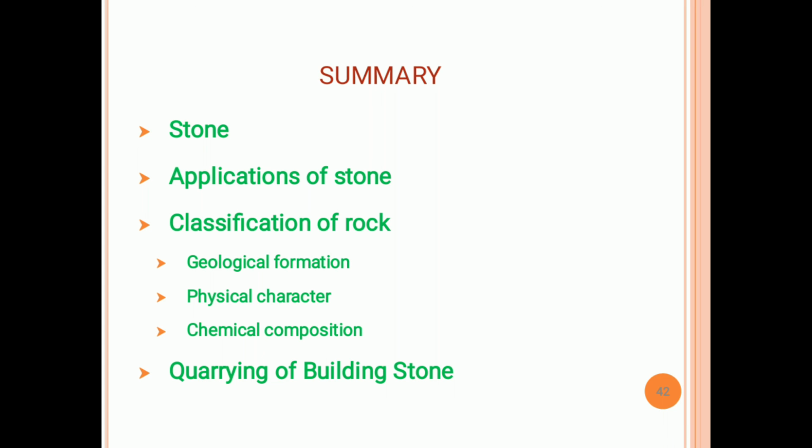And in the summary of this unit on applications and classification of stone, we have seen the various quarrying methods of building stones, right? Next we'll be dealing with chapter 2.